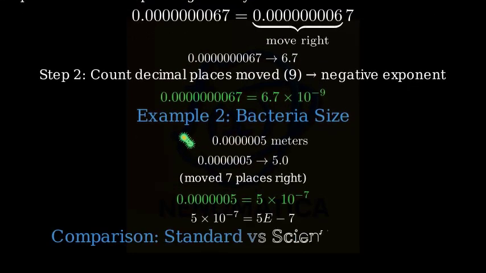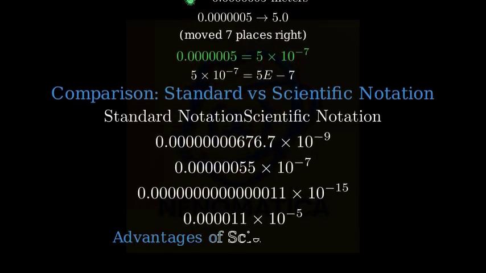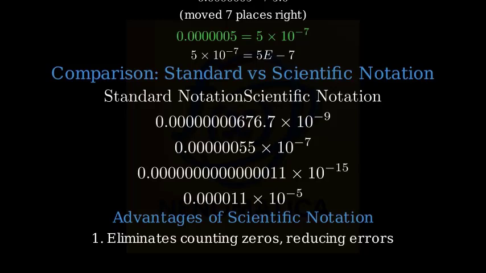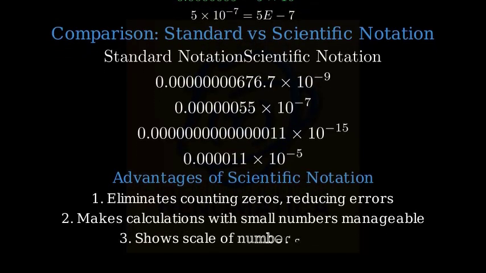Let's compare standard decimal notation and scientific notation for some very small numbers. As you can see, scientific notation makes it much easier to read, write, and compare very small numbers. Scientific notation has several advantages. It eliminates counting zeros, reducing errors. It makes calculations with very small numbers more manageable. It helps us understand the scale of the number at a glance.